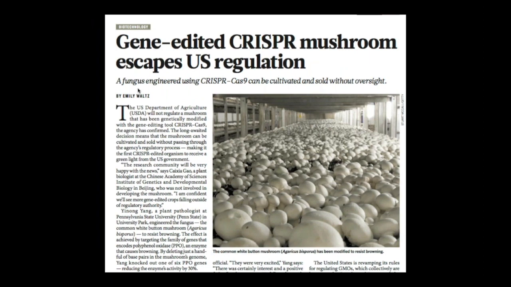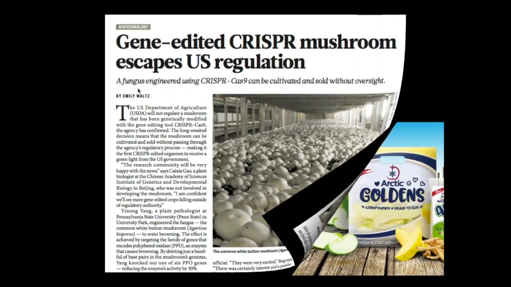If you've ever cooked with white mushrooms, you might know that if you slice them up and leave them around for a couple days, they get kind of brown and slimy. Well, that color and slime comes from an enzyme that reacts with oxygen. What a biotech company did was to use CRISPR to knock out the enzyme. And as a result, these mushrooms stay white and crisp much longer.